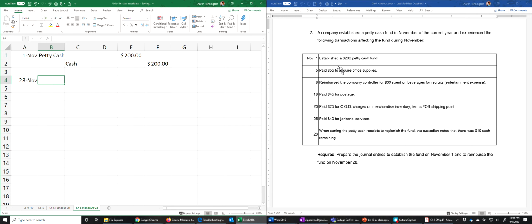All right. Pay $55 to acquire office supplies. Reimburse the company controller for $30 spent on beverages for recruits. All right. Paid $45 for postage, $25 COD for merchandise inventory. All right. Paid $40 for janitorial services. All right. And it says that there's $10 cash remaining in the box on the 28th. So we'll worry about the $10. Let's record each of the expenses.